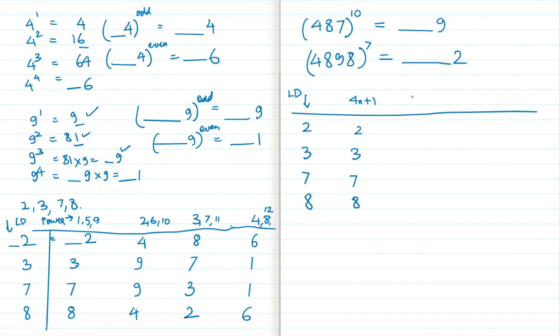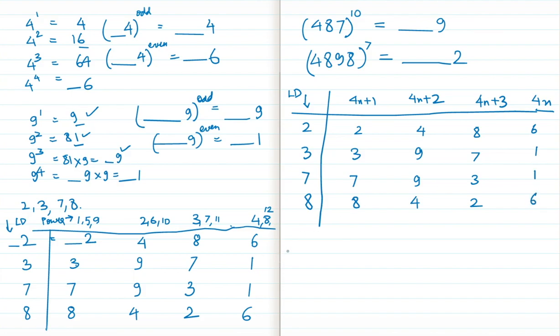Likewise, if the power is of the form 4n plus 2, you will notice that 2, 6, 10 is an arithmetic progression with general term 4n plus 2. So I would have the units digits of the answer as 4, 9, 9, 4. Likewise, if I have the power in the form 4n plus 3, I would have my last digits as 8, 7, 3 and 2, and likewise this is all 4n. If I have the power in the form 4n, my last digits are going to be 6, 1, 1 and 6.